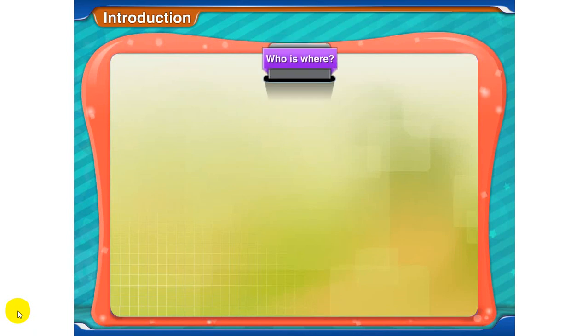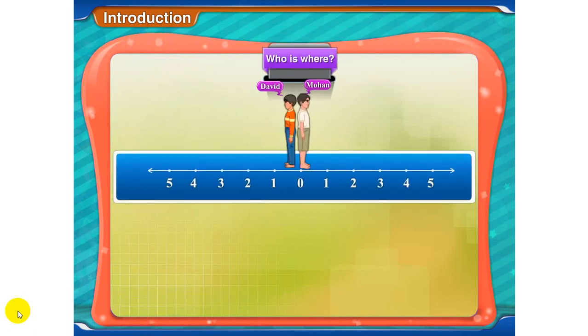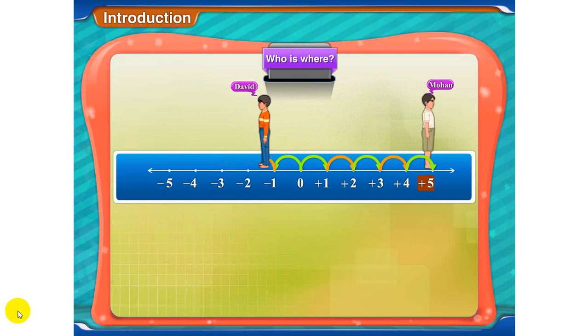Who is where? Suppose David and Mohan have started walking from 0 position in opposite directions. Let the steps to the right of 0 be represented by plus sign and to the left of 0 be represented by minus sign. If Mohan moves 5 steps to the right of 0, it can be represented as plus 5. And if David moves 5 steps to the left of 0, it can be represented as minus 5.